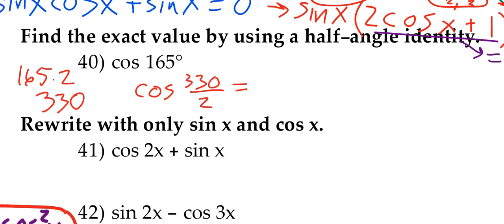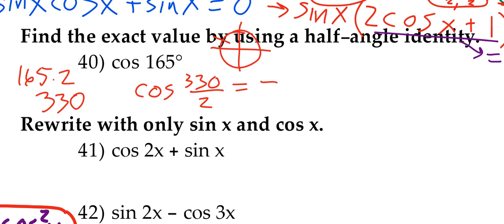Okay. Now 330 degrees. Wait a sec. 165. Where is that on the circle? Which quadrant? Quadrant 2, right? Somewhere down there. Yes. Now, is the cosine positive or negative in that quadrant? Negative. So remember how on the formula sheet it has plus or minus? You have to choose which one it is.